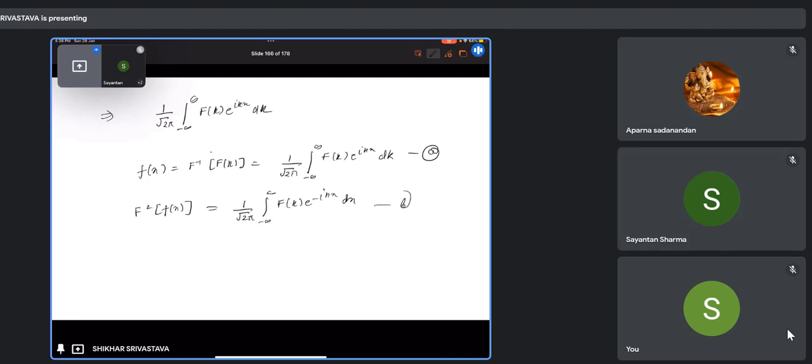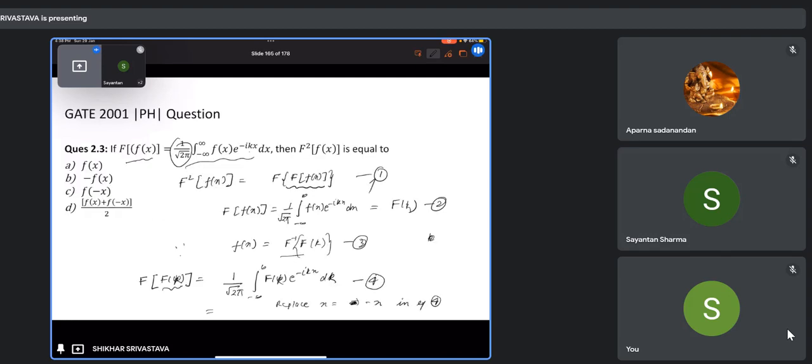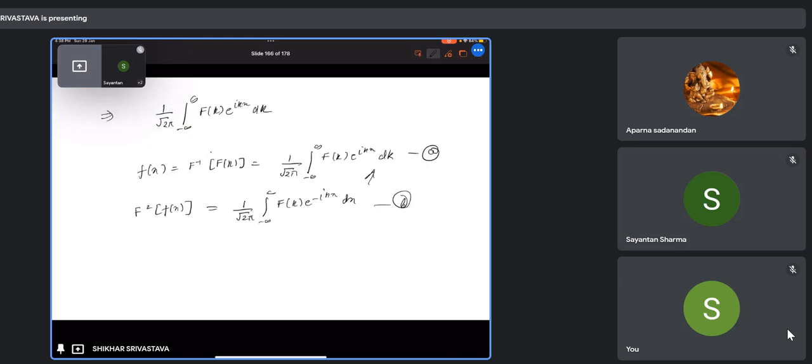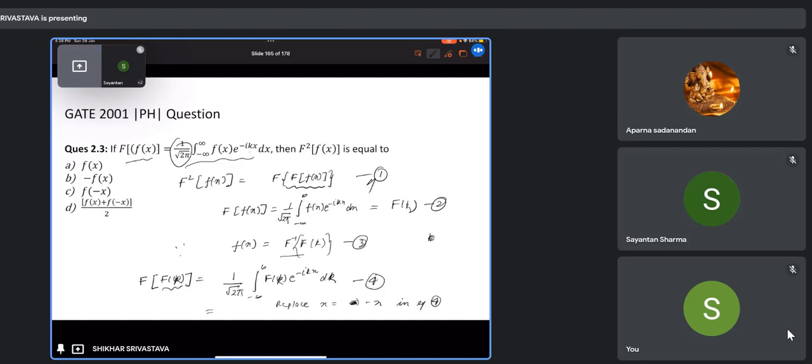Now in this equation B, if we just replace x with minus x, then we will get equation A. Or in equation A, if you just replace x with minus x, you will get equation B. So in this way, this f square is nothing but f of minus x. So option C is correct.